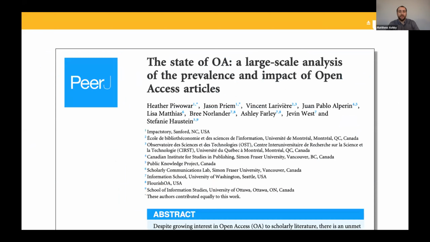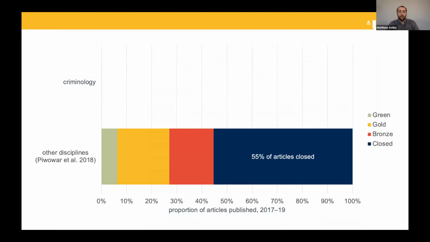Now, fortunately, a research team has looked at the question of how often authors are making their work available open access across other disciplines. This didn't include criminology, but they did look at other disciplines, and that means that we can use their results as a benchmark of what proportion of articles we would expect to be available to practitioners, to people in the global south, and so on, compared to other disciplines.